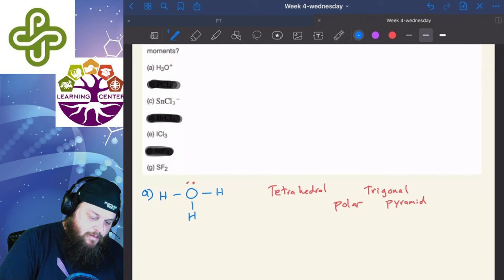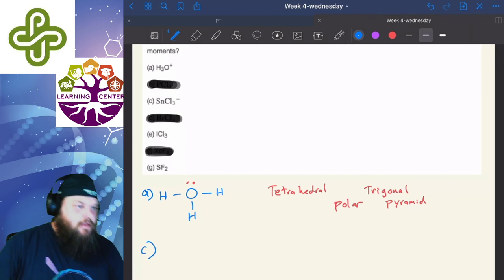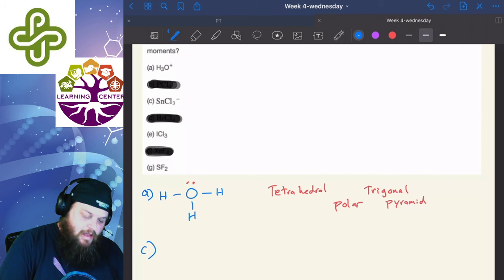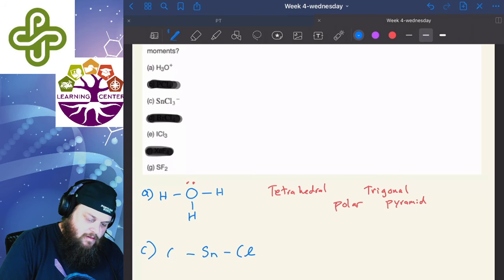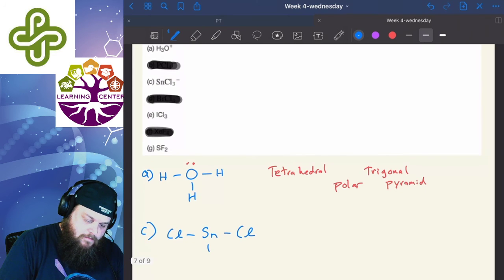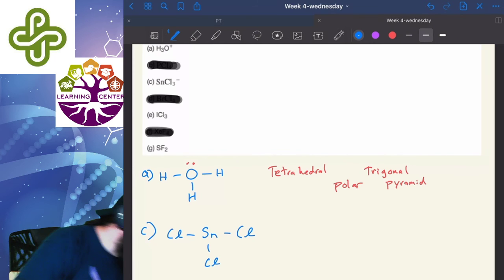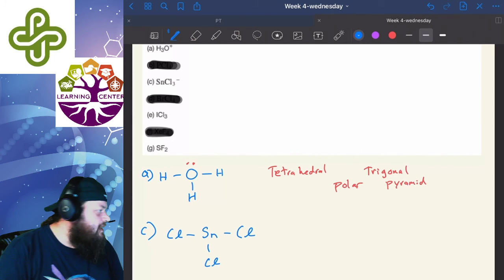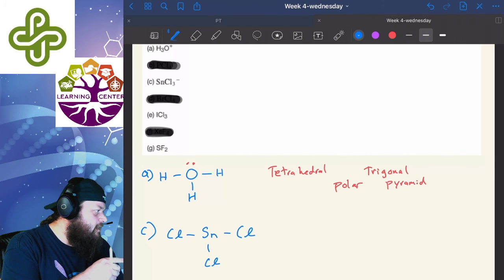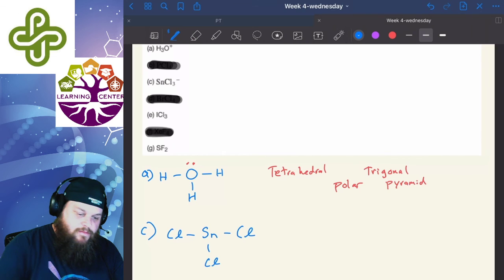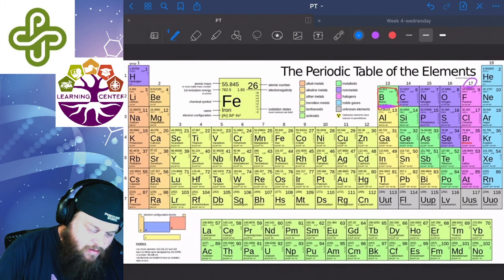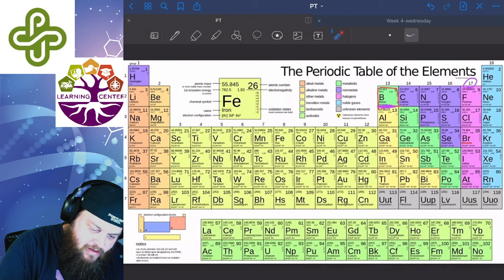We can do the same with part C, that same kind of structure. The Sn is going to be surrounded by 3 chlorides. Chlorine is, of course, your group 7 element. Sn is going to be, I can find it here in a second. There it is, group 14. So I have a periodic table on my wall. I should have been looking at this one. Group 14 is Sn.